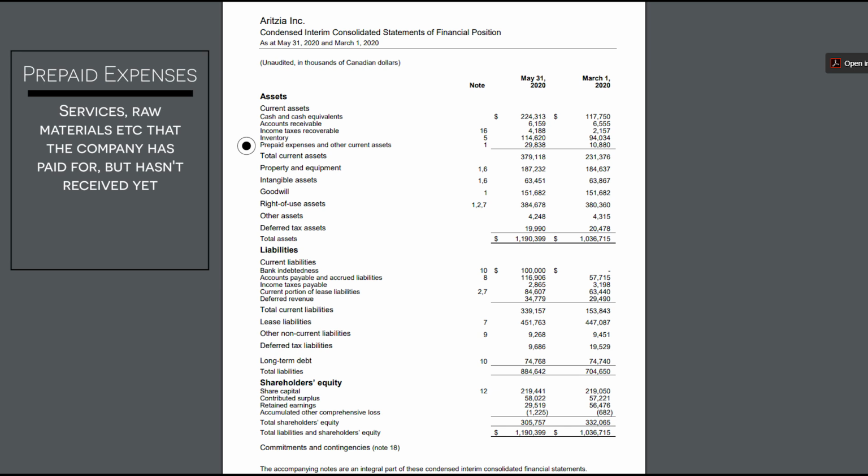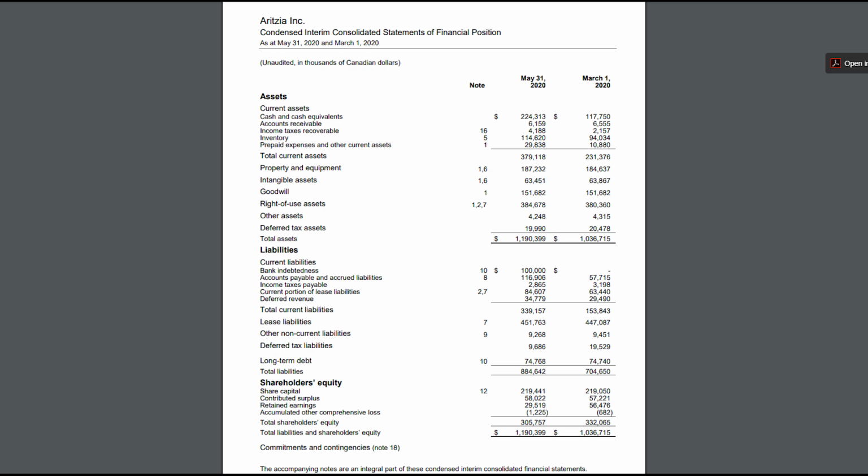And other current assets will essentially be assets that the company couldn't allot into one of these categories. As you can see, if you scroll down to the bottom of these financial statements, note number 1 is more than likely going to tell you what the prepaid expenses are and what the company's other current assets are. So that's essentially it for the current assets. Right now, we have total current assets of $379,118,000. Again, we're going to do some calculations on that number later.